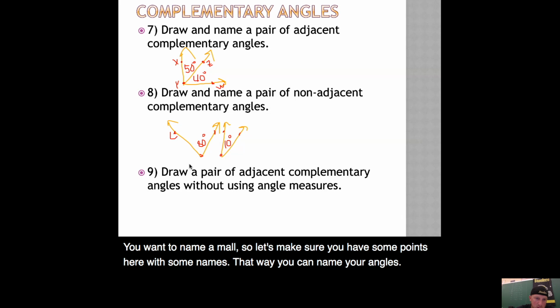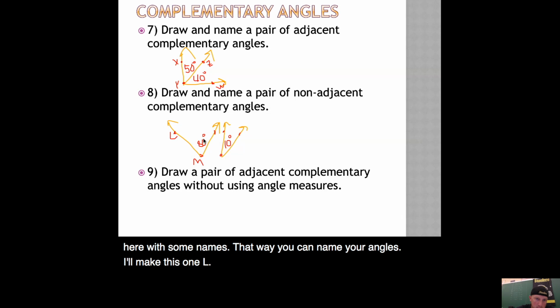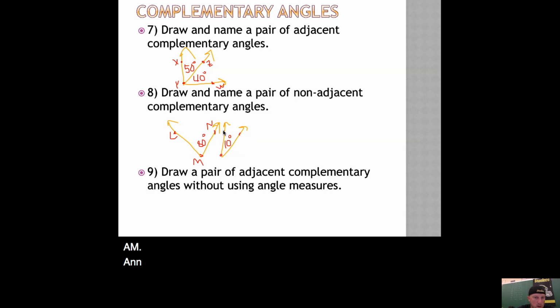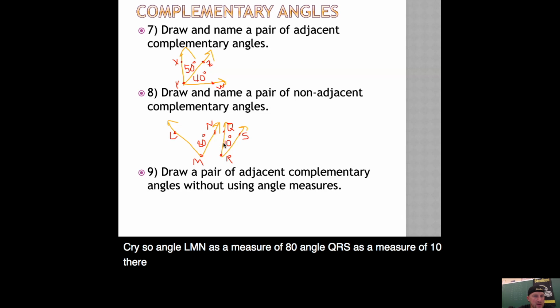I'll make this one L, M, N. I'll make this angle Q, R, S. Okay, so angle LMN has a measure of 80. Angle QRS has a measure of 10. They're non-adjacent, but they add to 90.